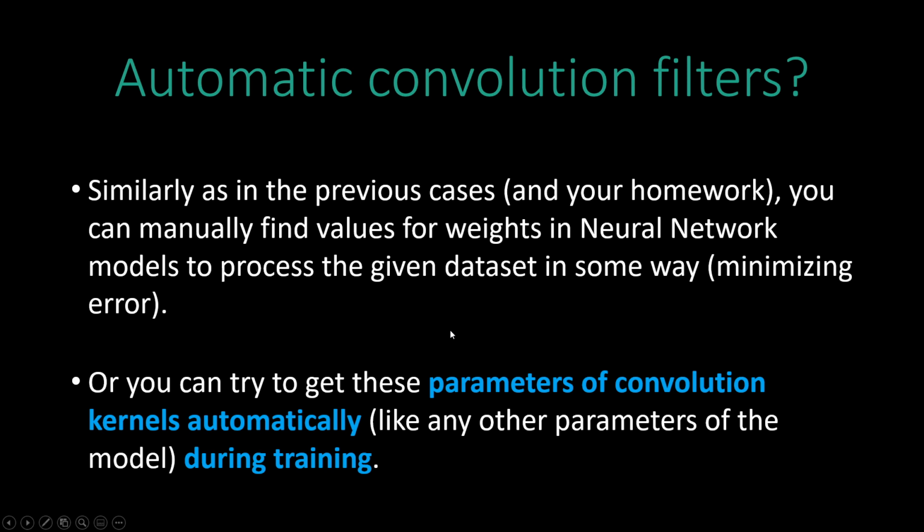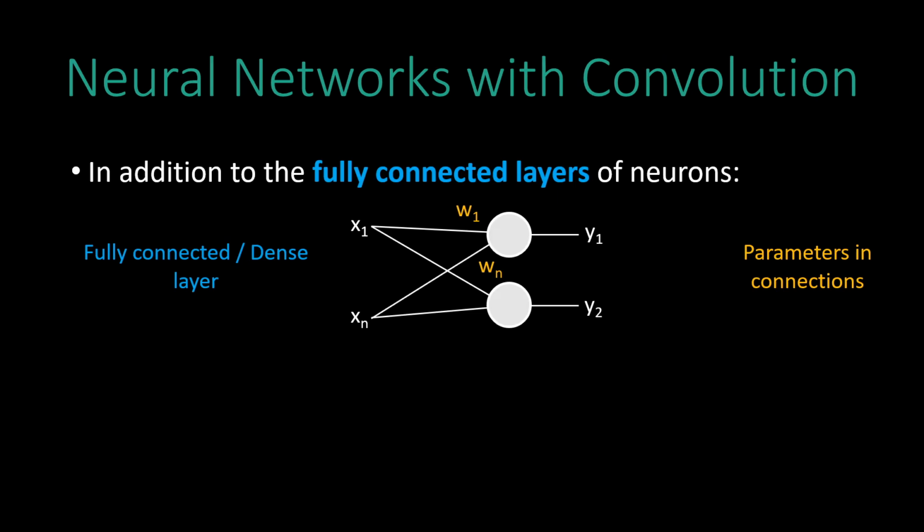However, the question here really is if you can somehow get these automatically. Well, I will reveal to you that yes, these weights of the kernels are changeable during the training of the model, the same way as the weights that we had in the fully connected neurons were also changeable. And so, how to connect these convolutions with our neural networks?